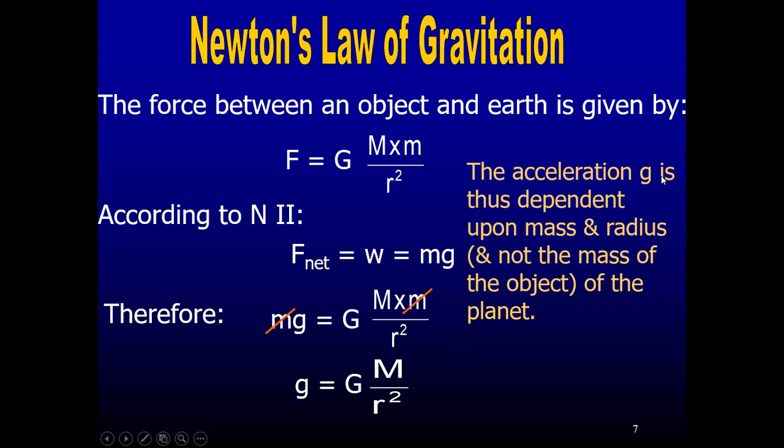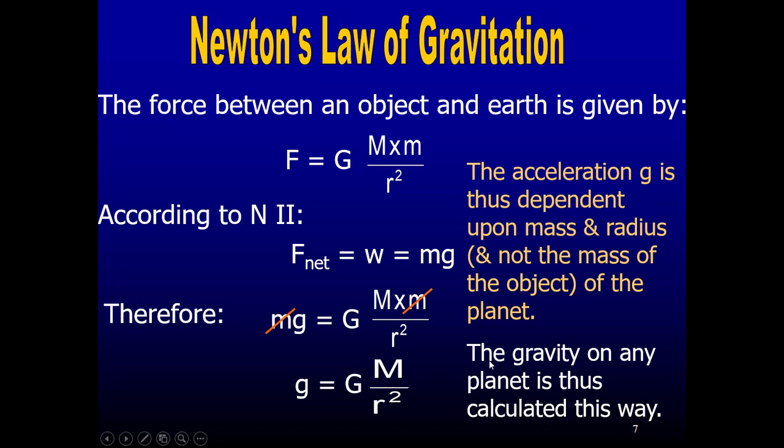Now, the acceleration g is thus dependent upon mass and radius, not the mass of the object, but the mass and the radius of the planet it is on. The gravity on any planet is thus calculated this way.